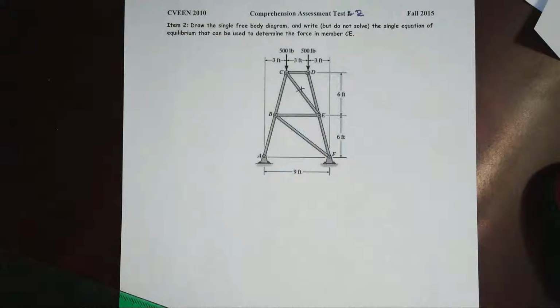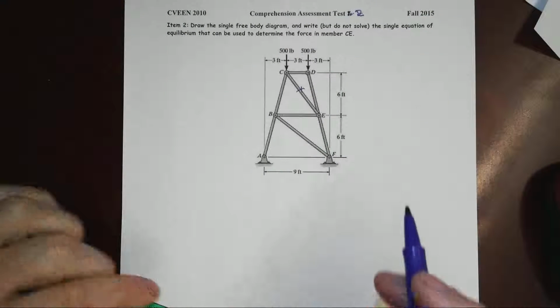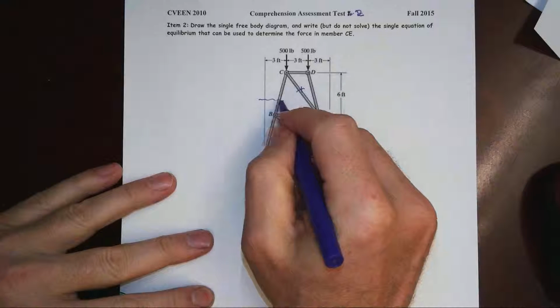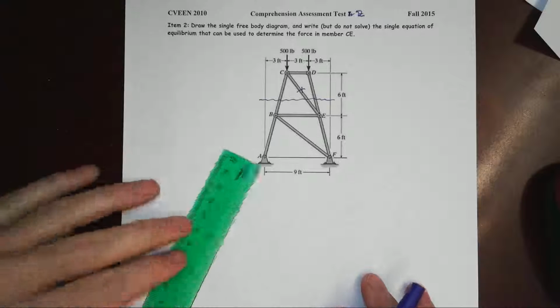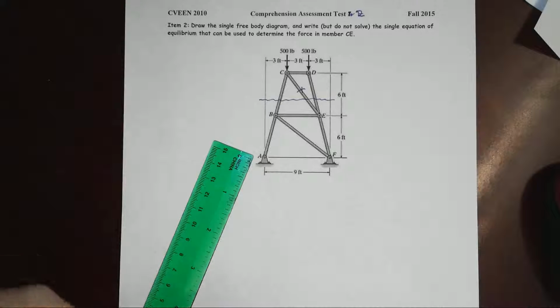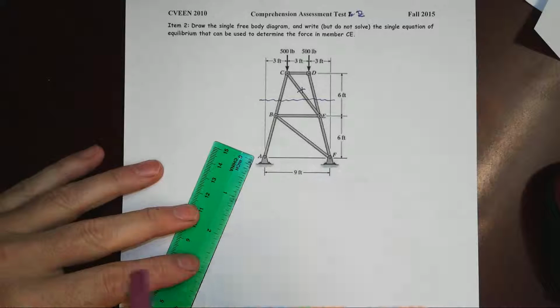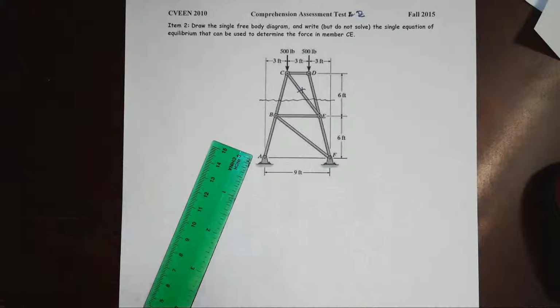Single free body diagram and the single equation of equilibrium. We don't actually have to solve for it. So we'll cut right across through there. Nice little simple method of sections. And I like this. I won't have to find what the reactions are. Don't have to worry about any of those at all. All I need to do is draw the free body diagram.